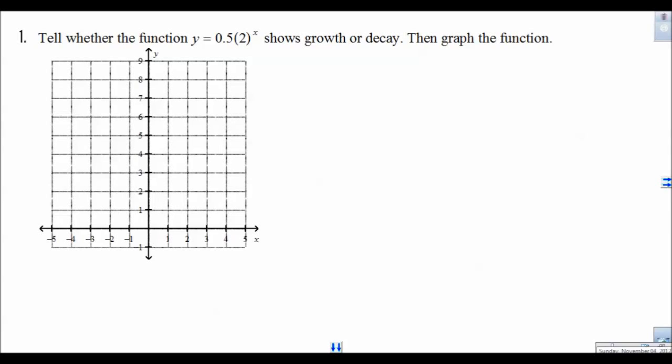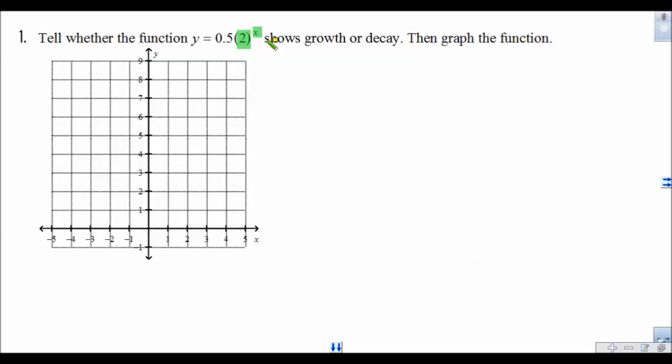Okay, DBA4 review. Let's go through these problems here. One expectation on the test is I'm expecting you guys to be able to tell right away whether a function will show growth or decay. Looking at this function right here, the only thing that really does indicate growth or decay is that value right there, the base of the power.